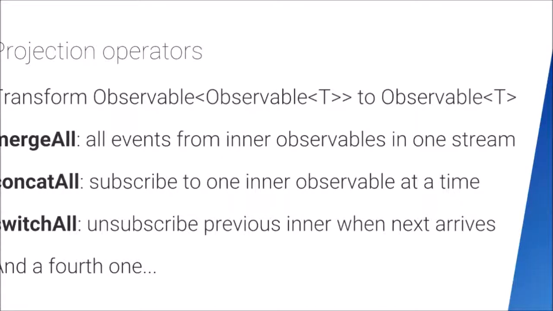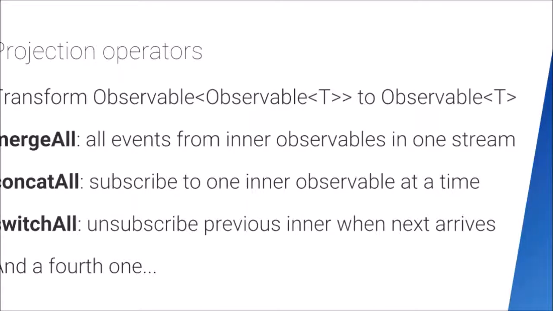Merge all, for example, will subscribe to all of them as they show up and combine all the results into a single stream without caring about what order they come back in. Concat all takes a slightly different approach. It subscribes to the first one, waits for it to finish, subscribes to the second one, etc. down the line. Switch all actually will unsubscribe from the previous observable that it's listening to whenever a new value shows up, right? So it's always going to subscribe to the latest one.